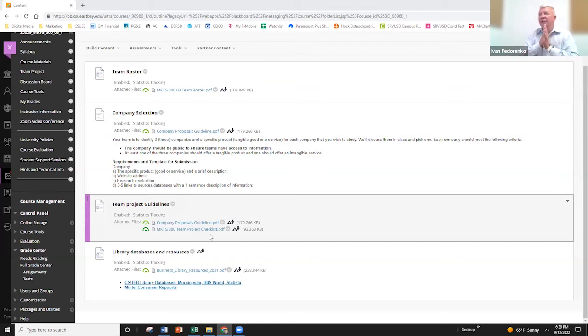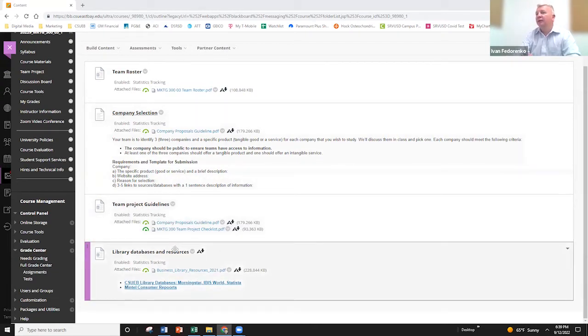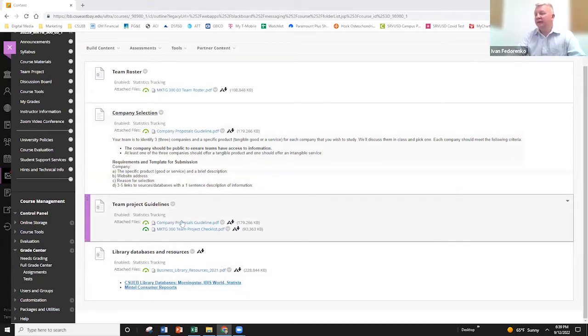So let's take a look at our team project. There are two documents under team project guidelines. There is a lengthy description, and here's a shorter checklist version.